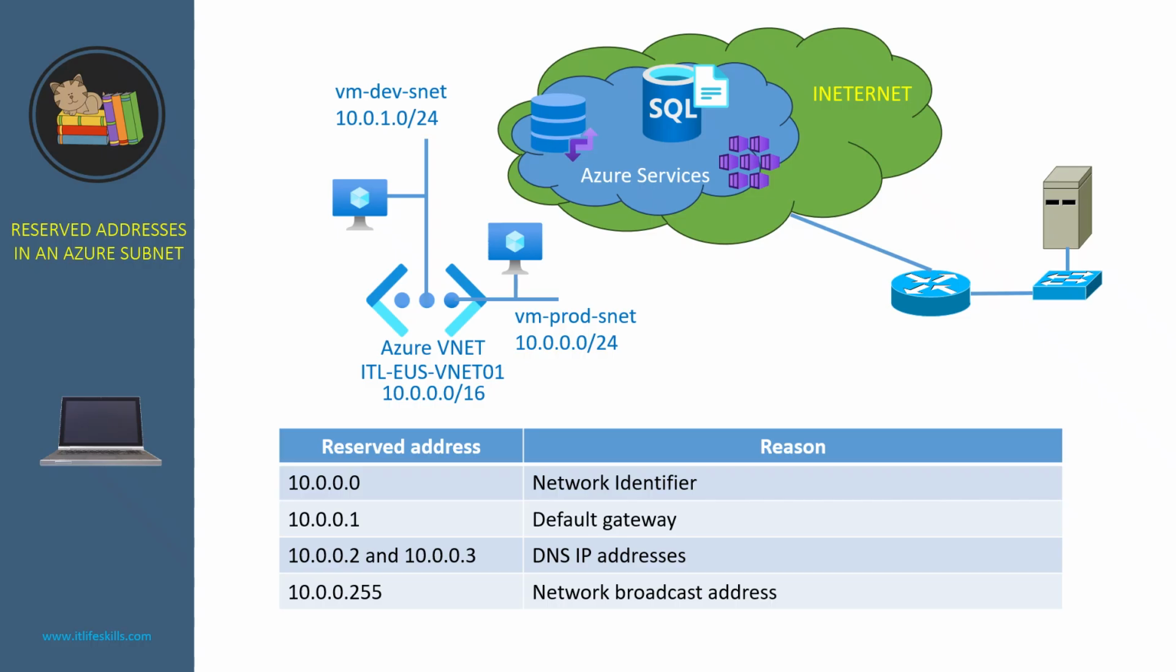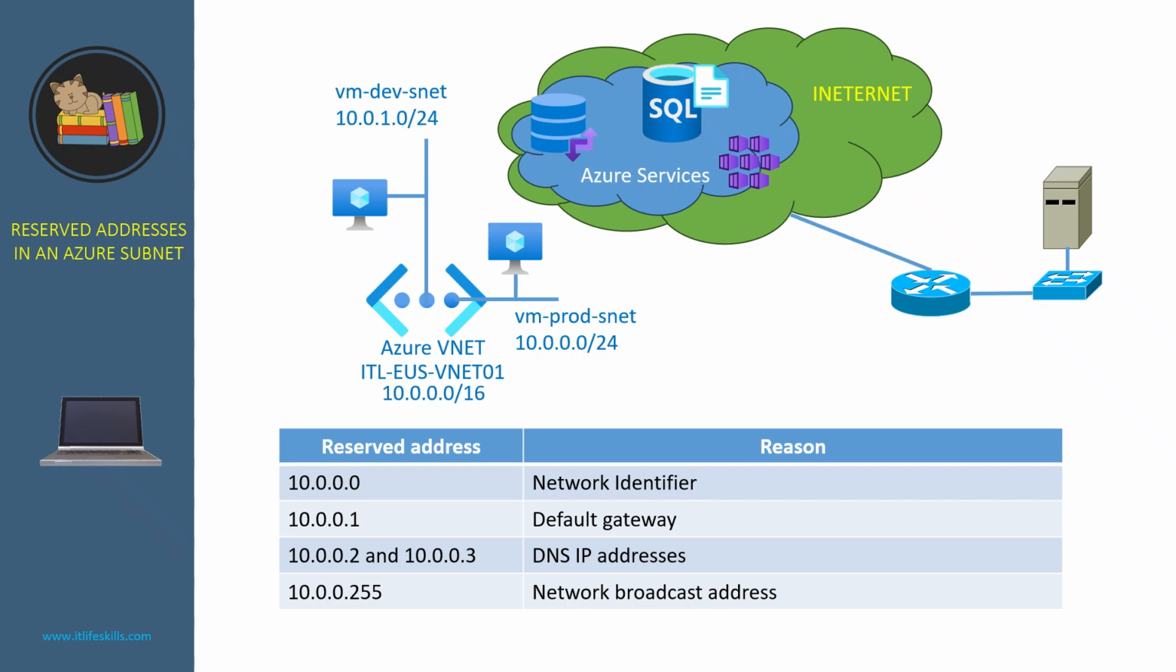To assign addresses correctly to devices in a subnet of an Azure VNet, we should know about reserved addresses. Now let's list all the reserved addresses of the VM production subnet. The very first address, 10.0.0.0, is reserved because it is a network identifier. The second address, 10.0.0.1, is reserved because it is the default gateway address.